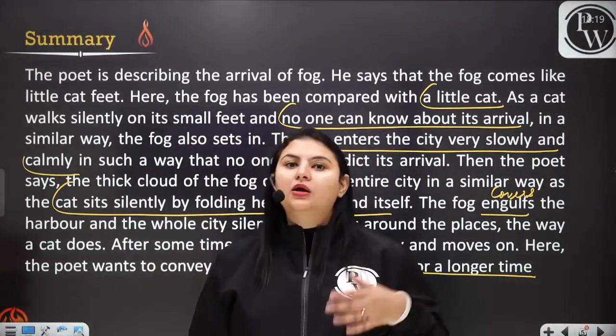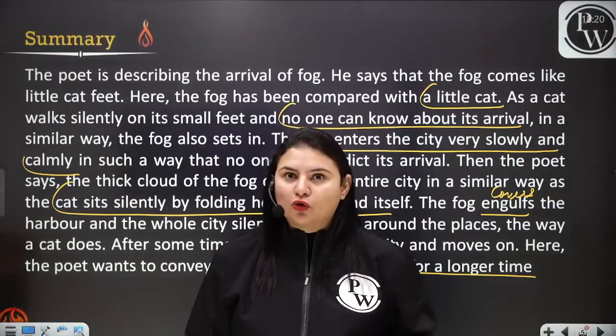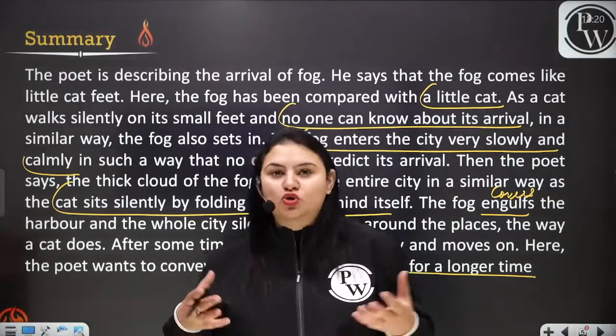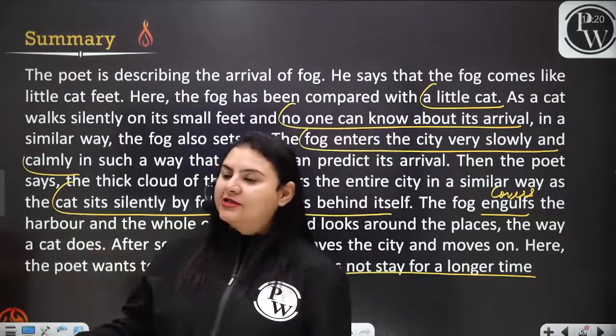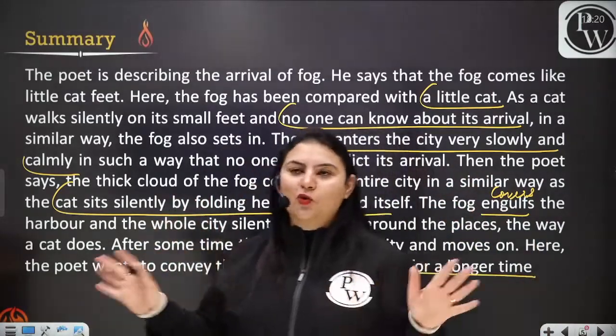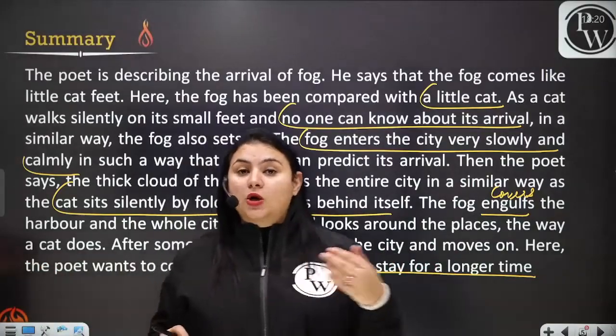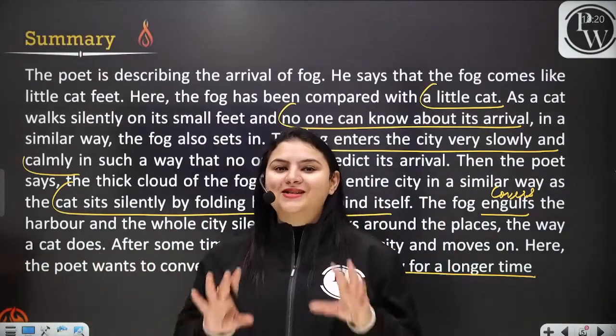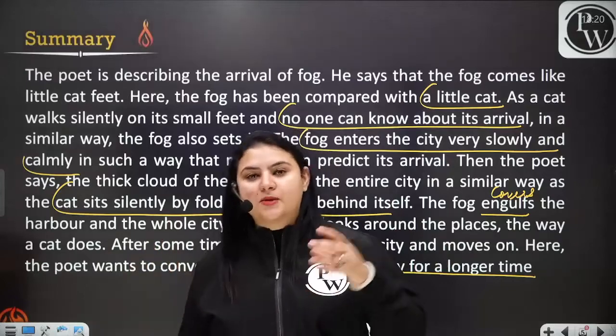Okay, a dog creates a lot of commotion. There is a lot of movement, it is going to announce its arrival, and it makes a lot of noise even after coming, after leaving, and it is going to do a lot of things. But a cat does all these things very silently. That is why the fog is compared with that.